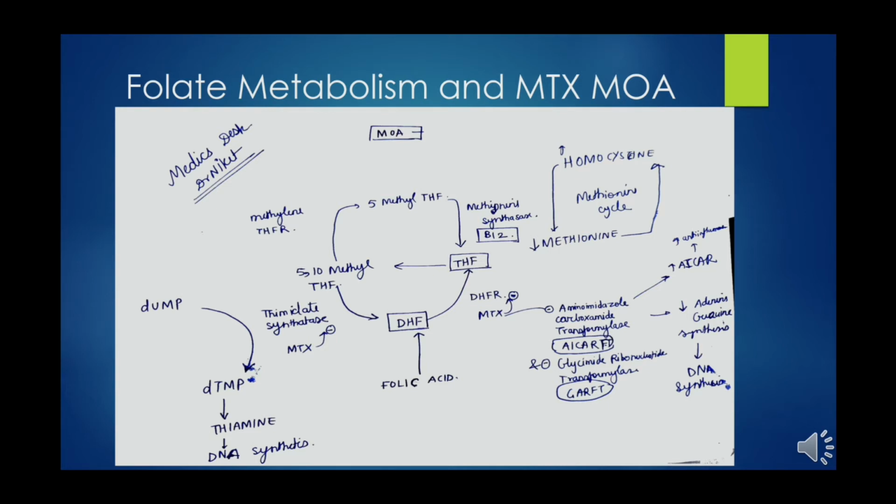Methotrexate also has an action on an enzyme called aminoimidazole carboxamide ribonucleotide transformylase, also called AICARFT, and also on glycinamide ribonucleotide transformylase. These inhibit adenine and guanine synthesis and there will be no DNA synthesis. Due to inhibition of these enzymes, there is an increase in the amount of AICAR and it has an anti-inflammatory action. Hence it helps in other immune disorders.